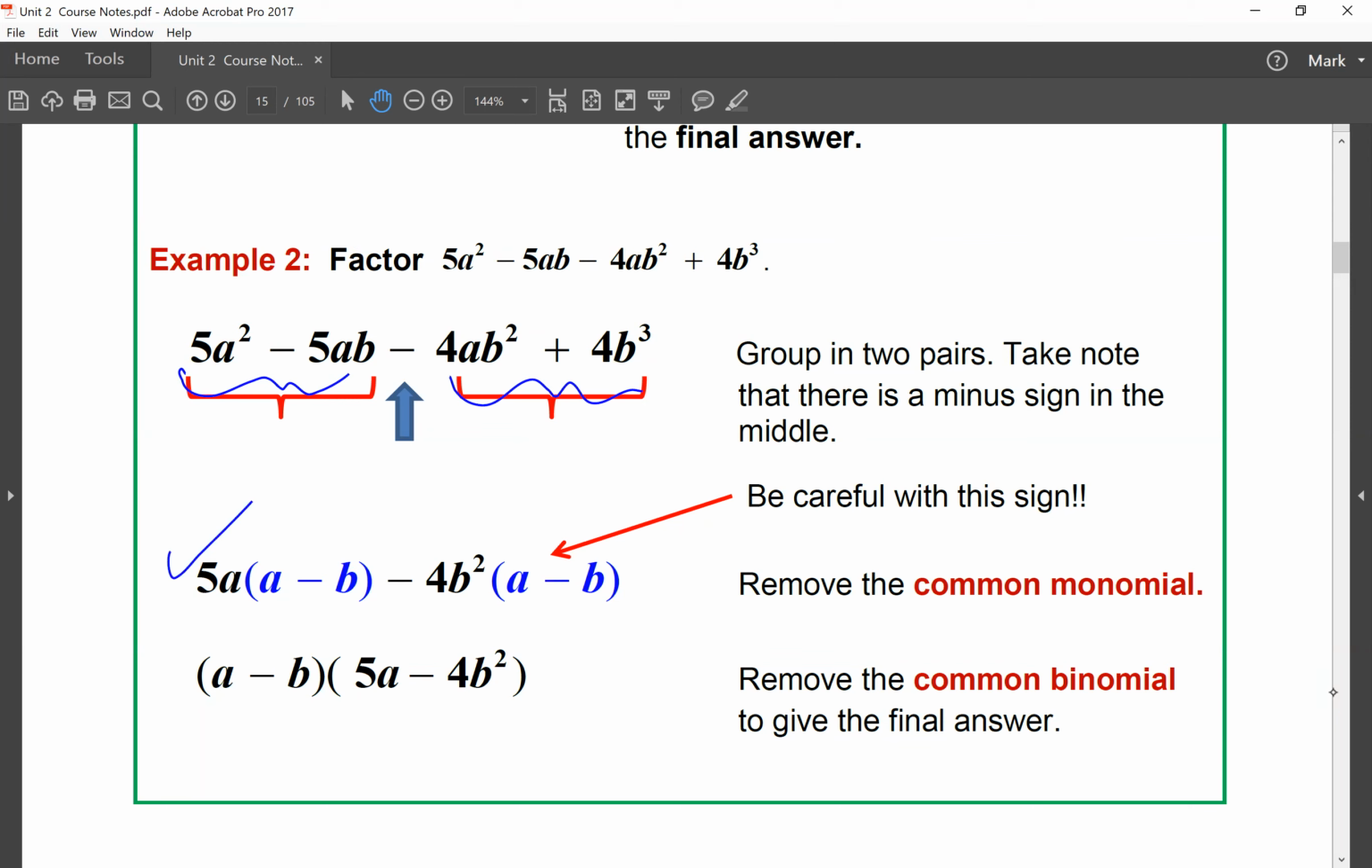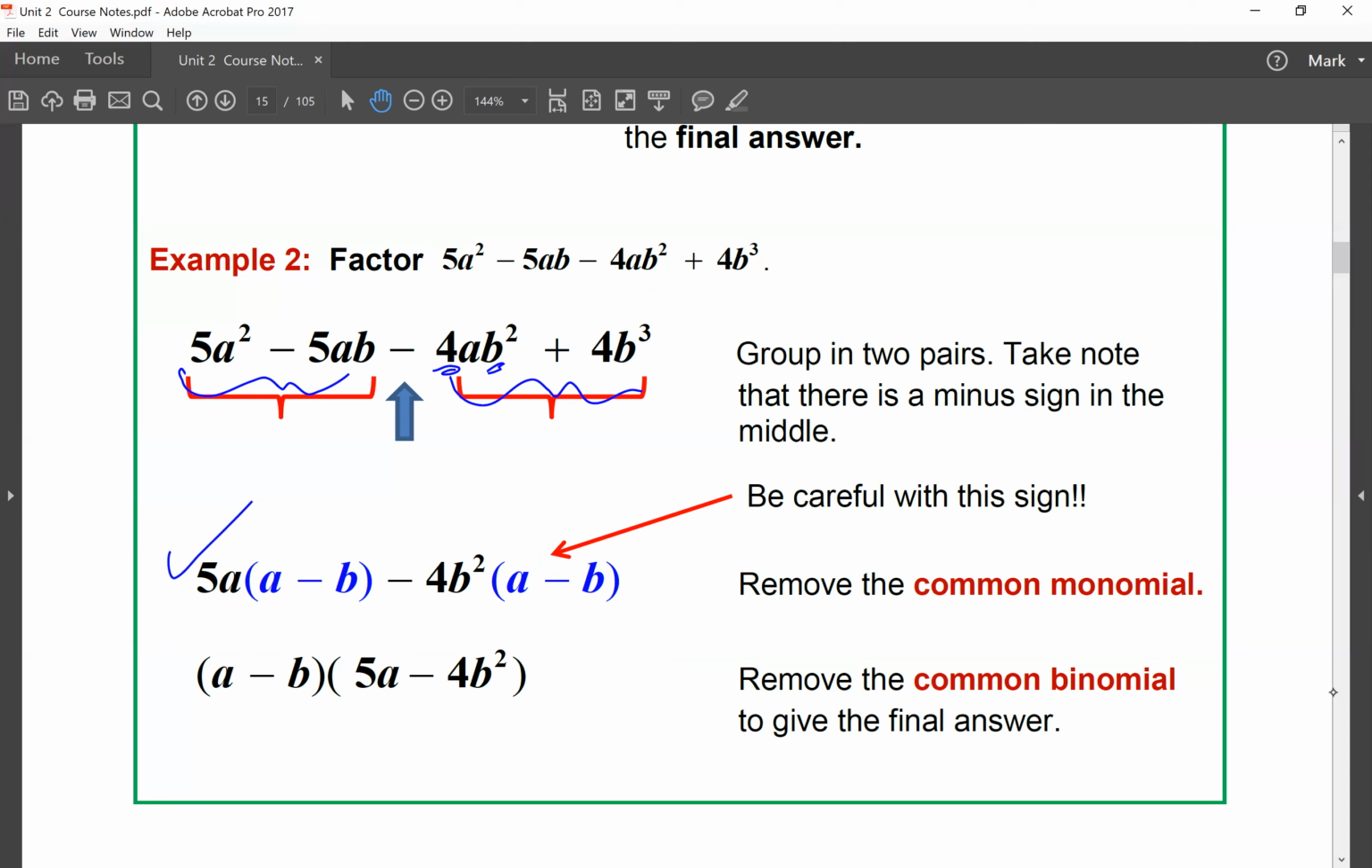Now, when I do the same thing to the second term, I'm going to remove a 4 and a b squared from the second term. I still get an a minus b. Now, there's a little note here. You got to be really careful. In this grouping of terms, I'm taking away a negative 4b squared, which leaves me here with a negative sign. 4b cubed, if I divide it by a negative, I get a negative. So you just watch your signs, be very careful.